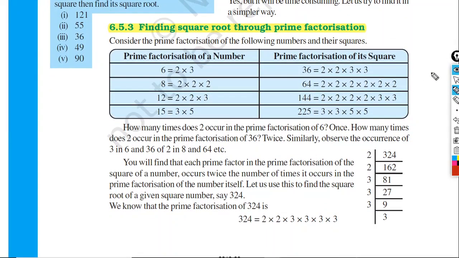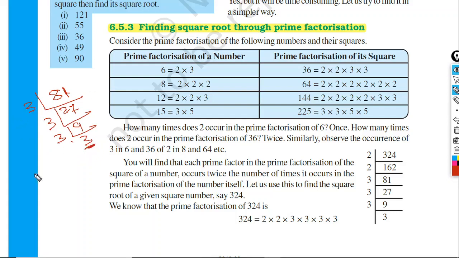So let's try an example. Suppose the example is 81, a square number. We'll find the square root of 81. Now prime factorization. You know that 3 is the smallest prime number, and that is a factor of 81. Now 81 divided by 3 is 27, then 27 divided by 3 is 9, then 9 divided by 3 is 3. Now you see the prime number is there in the end.